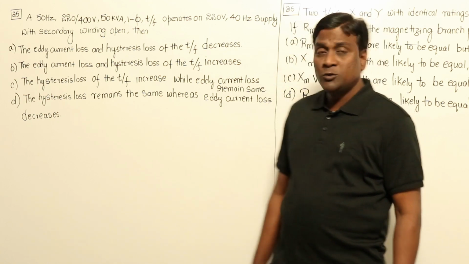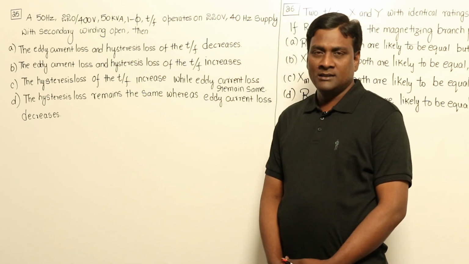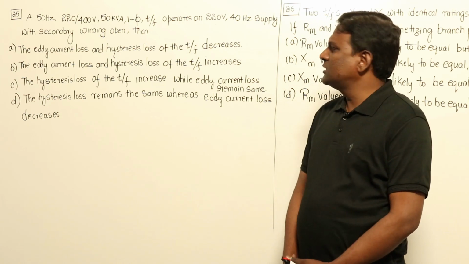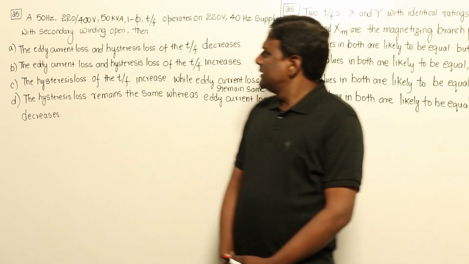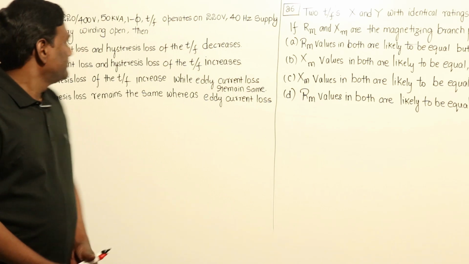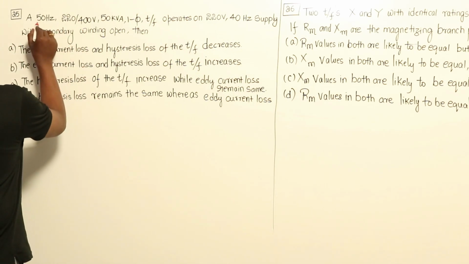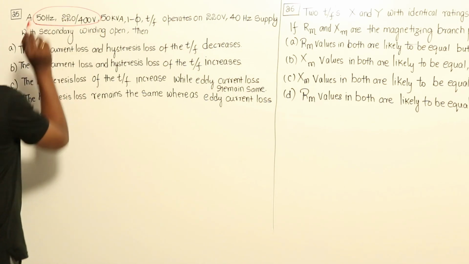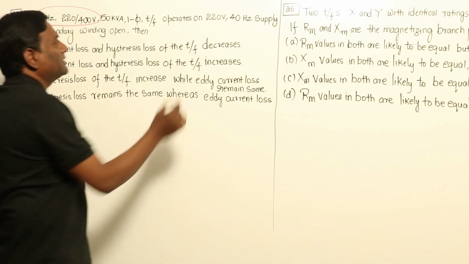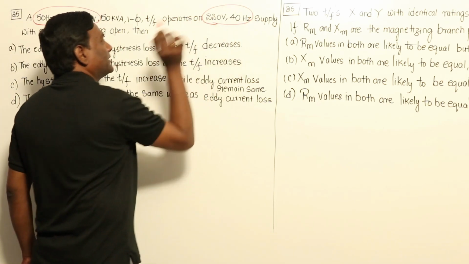In this, let me take two problems, one from old GATE and another from old IAS. Both are very good problems. Now, see here in this problem, a 220 volts by 400 volts, 50 Hz transformer operates on 220 volts, 40 Hz.